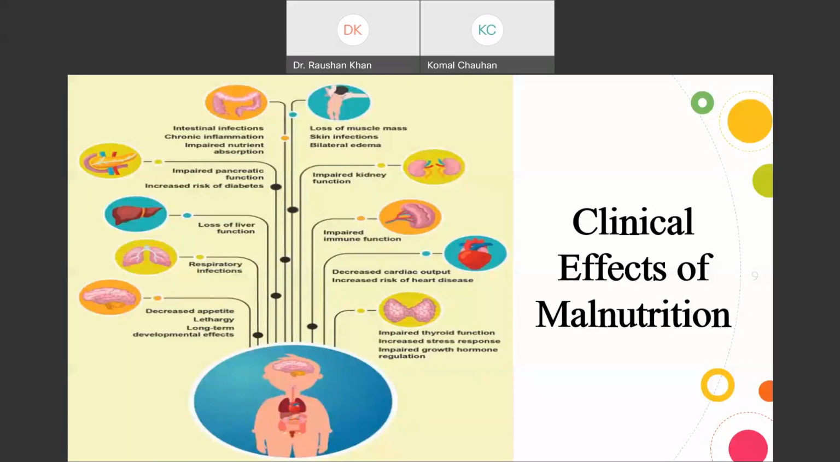Now, loss of muscle mass will be there due to improper nutrients in the body. Skin infections can be there, and edema can be there. The body can accumulate water, and the water retention can be seen in the feet or extremities of the child. Then kidney function will also be impaired, and immune function will also be impaired. Decreased cardiac output is there, which causes risk of heart disease. The thyroid gland is also impaired, and it will increase the stress response, and growth hormone regulation is also impaired.